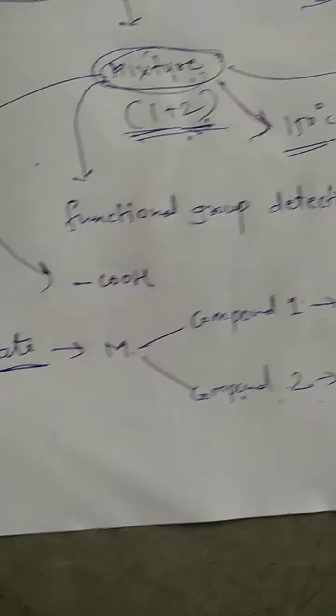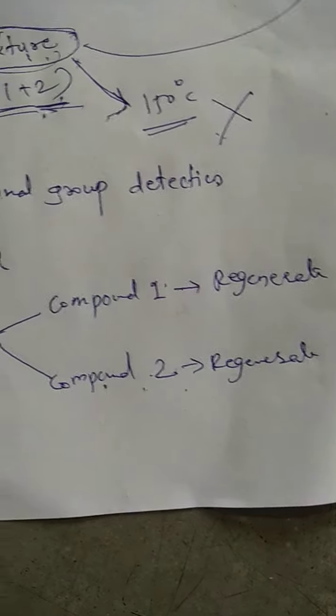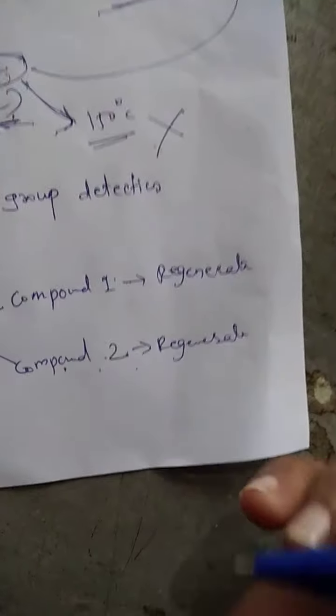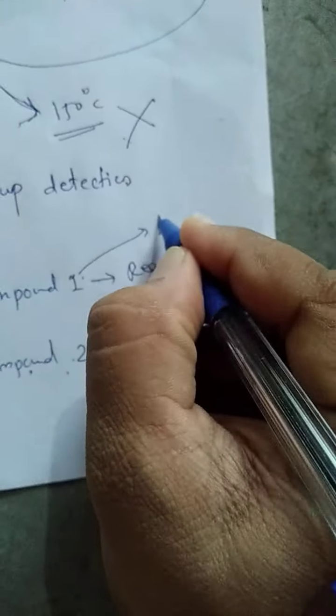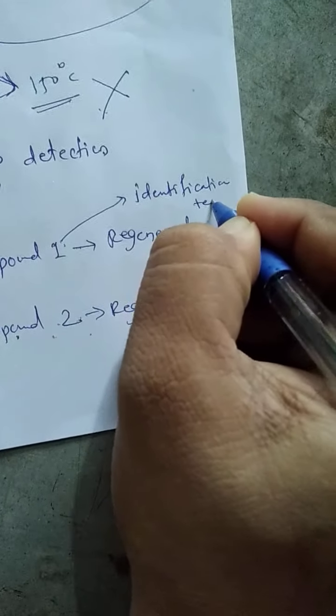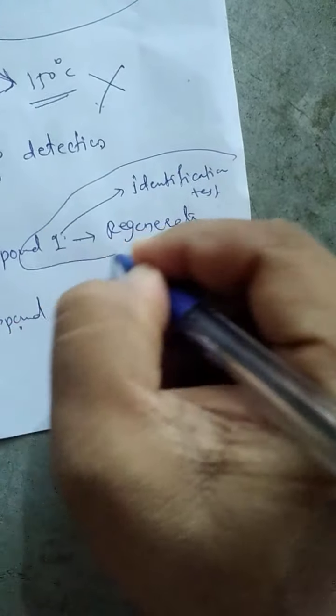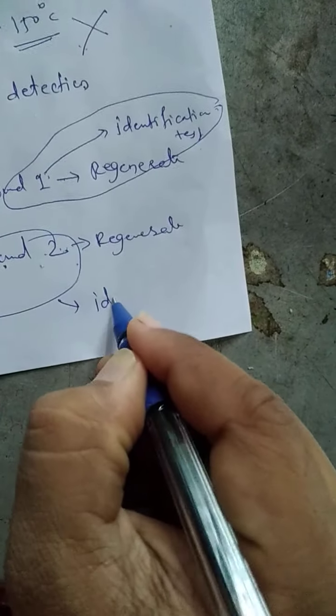Okay, so in this way, if a mixture is present, you have to first separate it. After separating, you get compound 1 and compound 2. Then you have to regenerate these compounds, and after regeneration of the compounds, you can go for the identification test: the identification test for compound 1 separately, and for compound 2 separately.